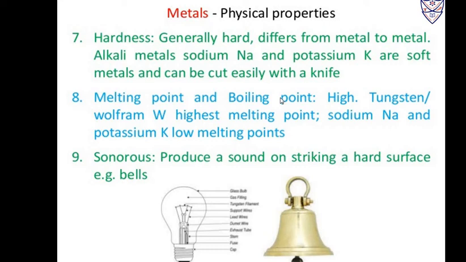Melting point and boiling point: all metals mostly have a high melting point. Only sodium and potassium have a low melting point. Sonorous. What does the term sonorous mean? It produces a sound. When you bang some metal, it produces a sound, like a bell. Or you can take any metal and bang your cupboard, which is made of iron, and it sounds sonorous. So these are all the physical properties of our metals.